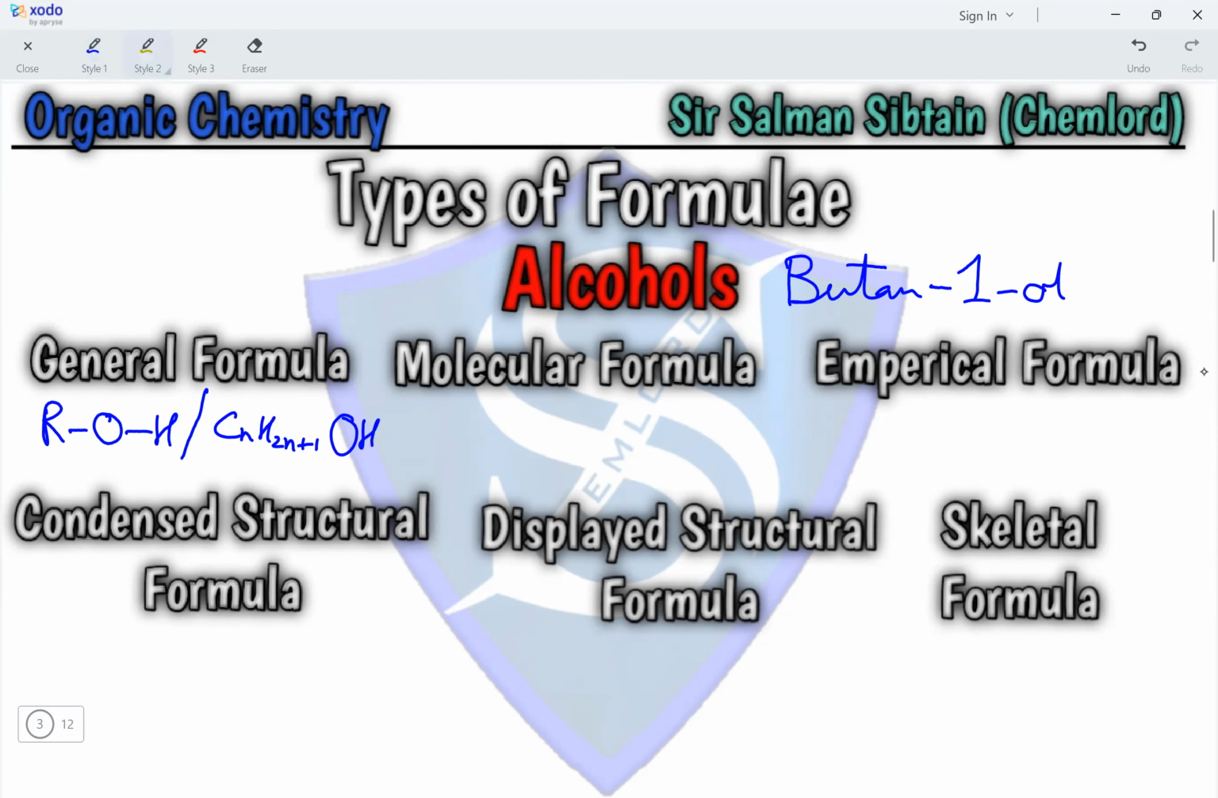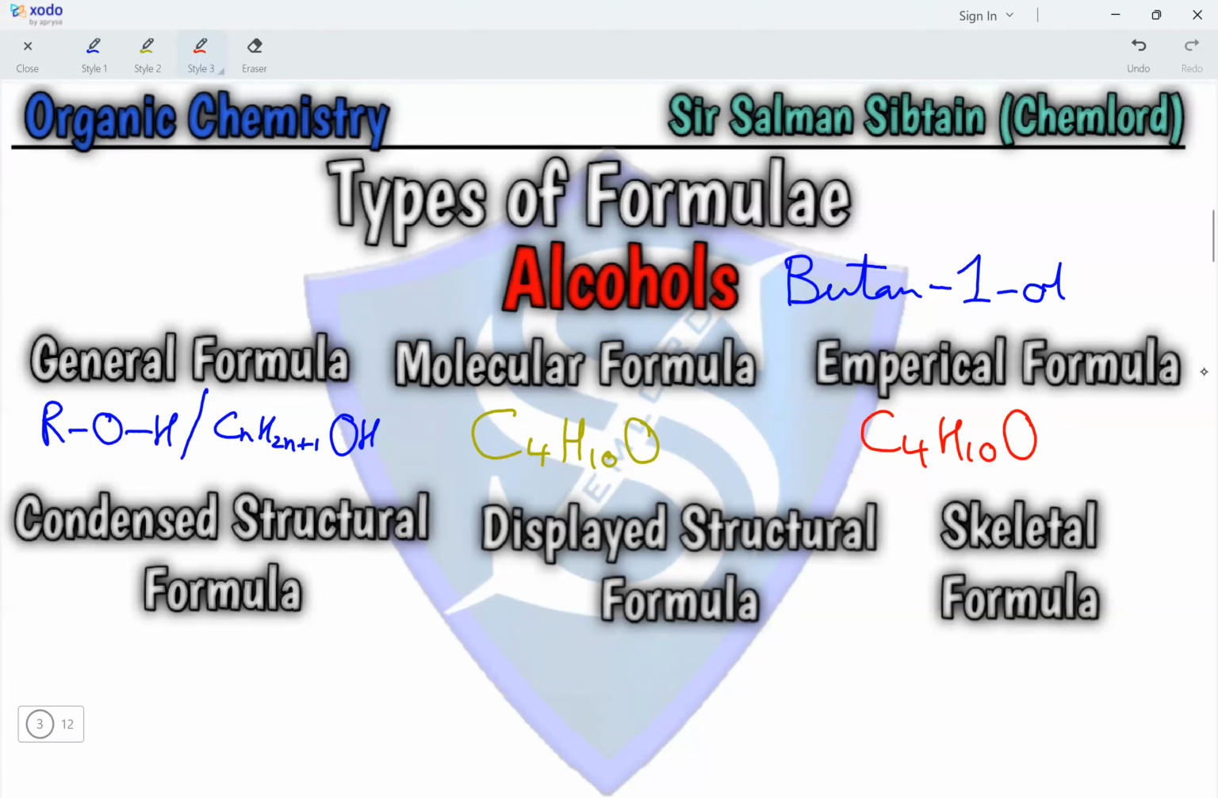Next, we would have the molecular formula of butan-1-ol. So butan-1-ol will contain C4 and in total 10 hydrogen atoms and 1 oxygen atom. Now, since it has only a single oxygen atom present, this formula cannot be simplified any further. So the empirical formula, which is the simplest ratio of the elements in a compound, will be the same as the molecular formula of butan-1-ol, which is C4H10O.